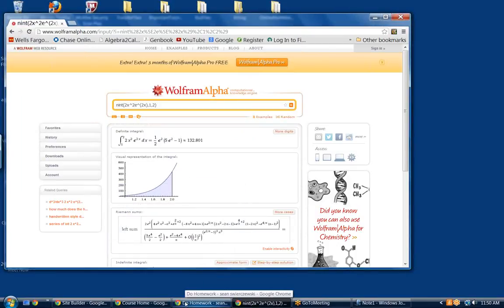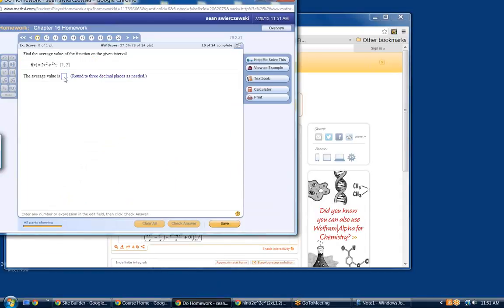But the approximation, if you were to do this in your calculator, you might actually get a different number than the exact value. 132.801.